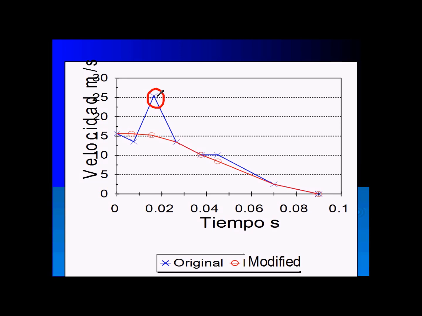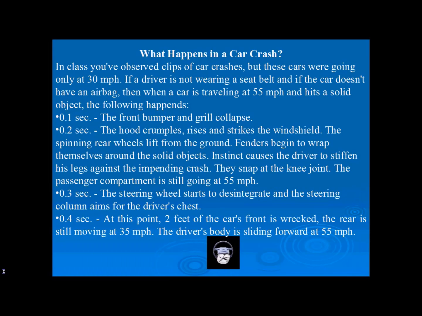This would be the red curve. What happens in a car crash? This slide is from another website and has fake information. Can you guess it? It reads, "In class, you've observed clips of car crashes, but these cars were going only at 30 miles per hour.